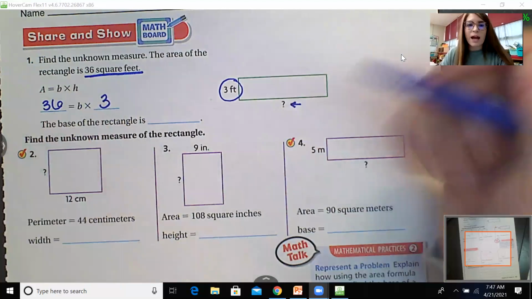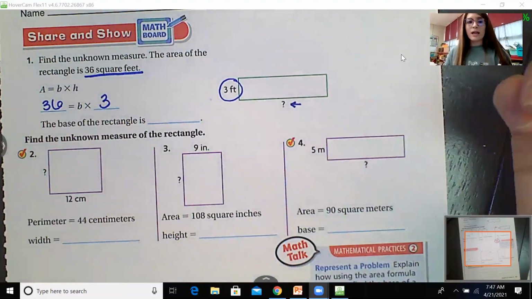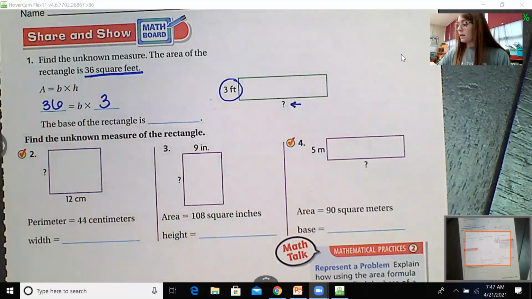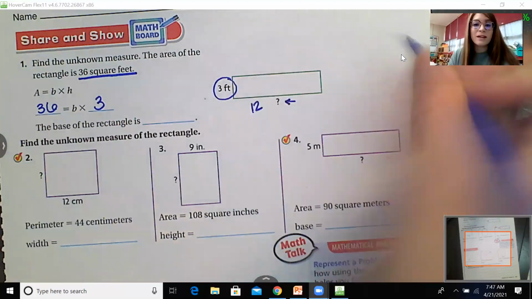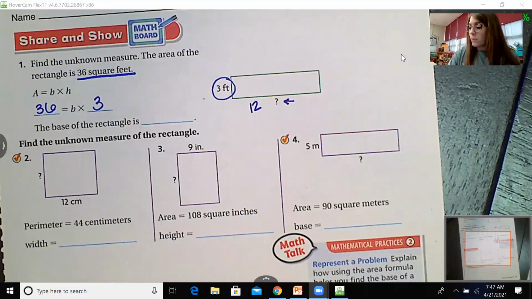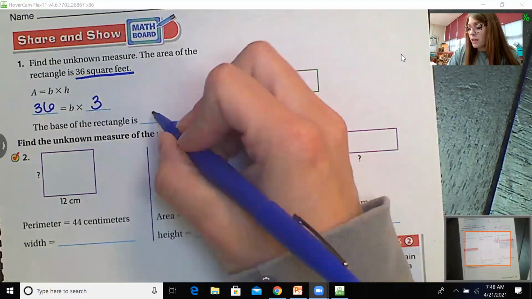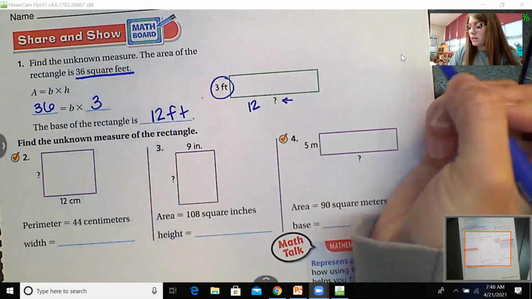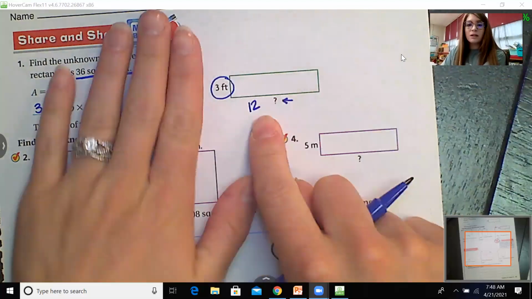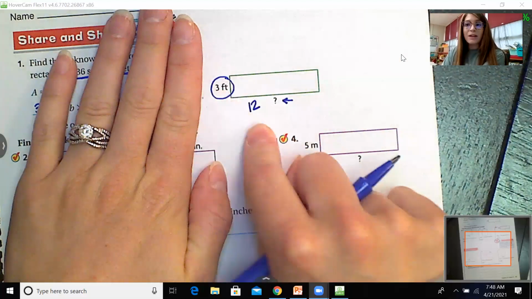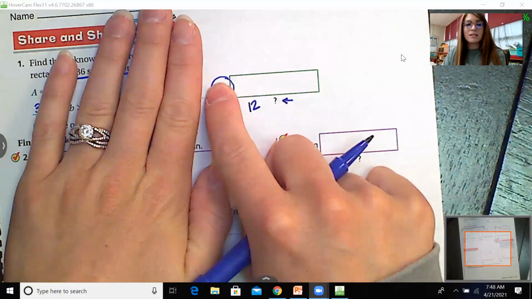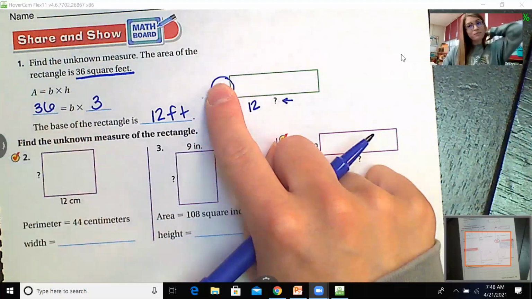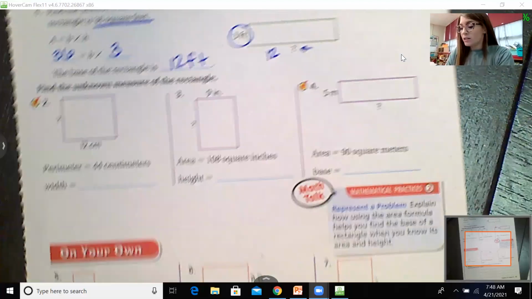So what we have to figure out is this right here. And so what we're going to do is ask ourselves, okay, self, 3 times what gets me 36? 3 times what gets me 36? 12. Very good. 3 times 12 gets me 36. So the base of this rectangle is going to be 12 feet. So now if we were just given both measurements, the base and the height, 12 times 3 gives us this 36 square feet. Very good.